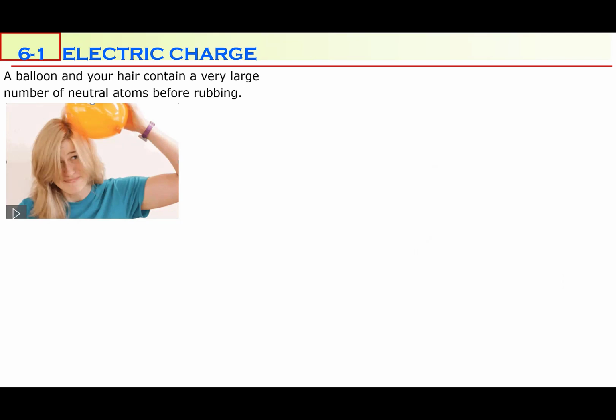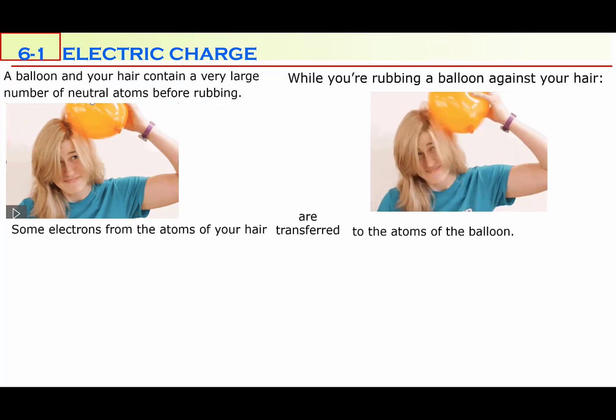Of course, a balloon and your hair contain a very large number of neutral atoms. Remember, the natural state of an atom is to be neutral, an equal number of protons and electrons. Your hair has equal number of protons and electrons. Your pen has equal number of protons and electrons. Or a balloon has equal number of protons and electrons. Atoms of the balloon have equal number of electrons and protons. And they are all neutral at the beginning. But while you are rubbing, something is happening.